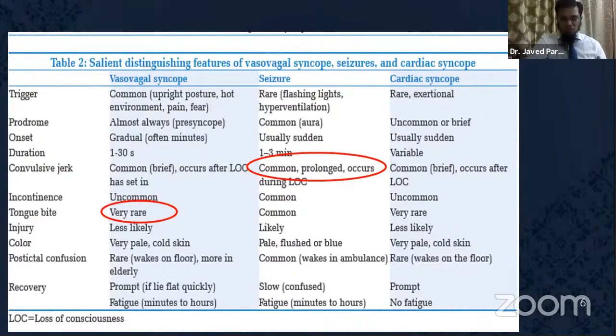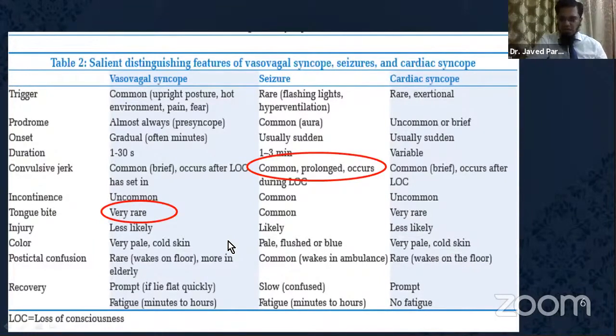Then comes loss of consciousness. It is very important to understand that you can have certain tonic-clonic movements or convulsive posturing even during vasovagal syncope or cardiac syncope. The difference here is that the convulsive movements occur after loss of consciousness has occurred in patients with vasovagal syncope or cardiac syncope. While in patients with seizures, loss of consciousness is usually delayed. First comes the seizure, or it is simultaneous with the seizure as well as the tonic-clonic movements. So it is not uncommon to have tonic-clonic movements during syncope, and these patients are called convulsive syncope. So it's very important to differentiate these two. Then all those things like tongue bite, again, it's an important point that tongue bite is rarely seen.